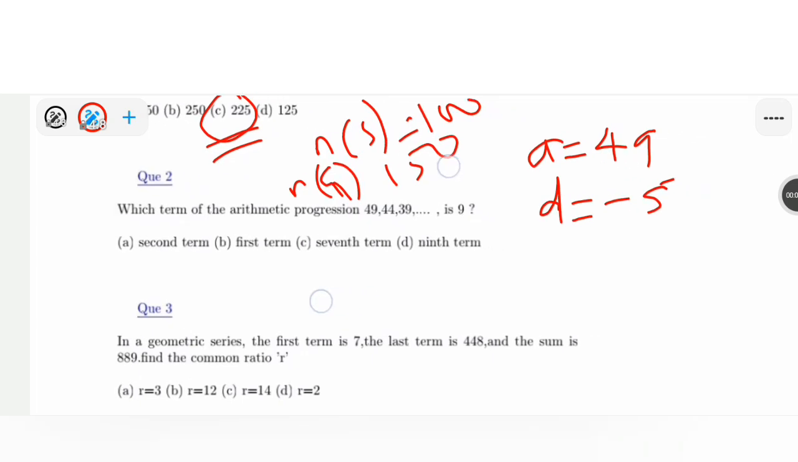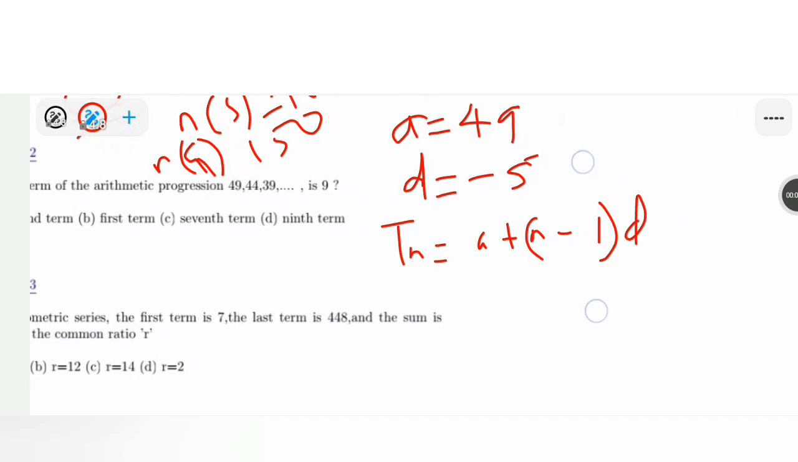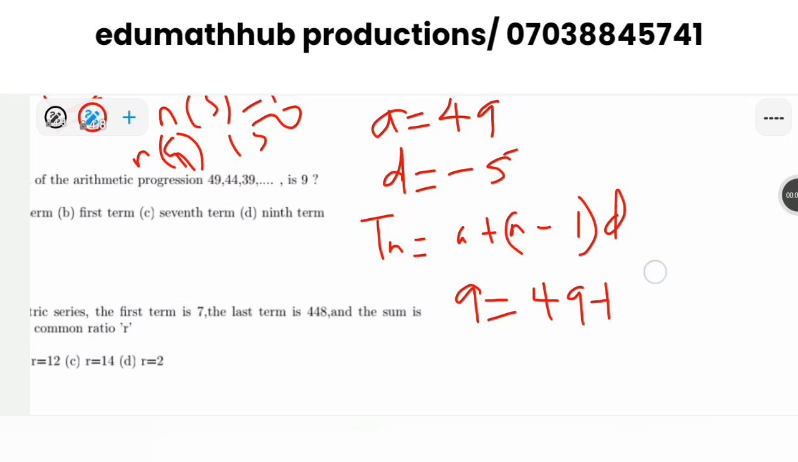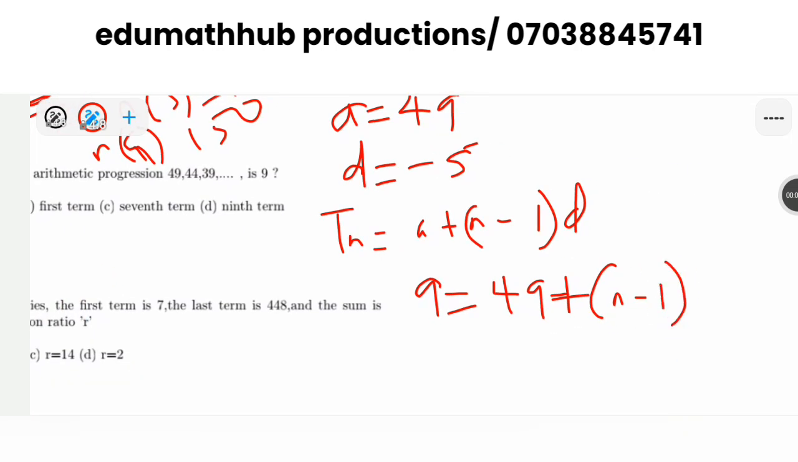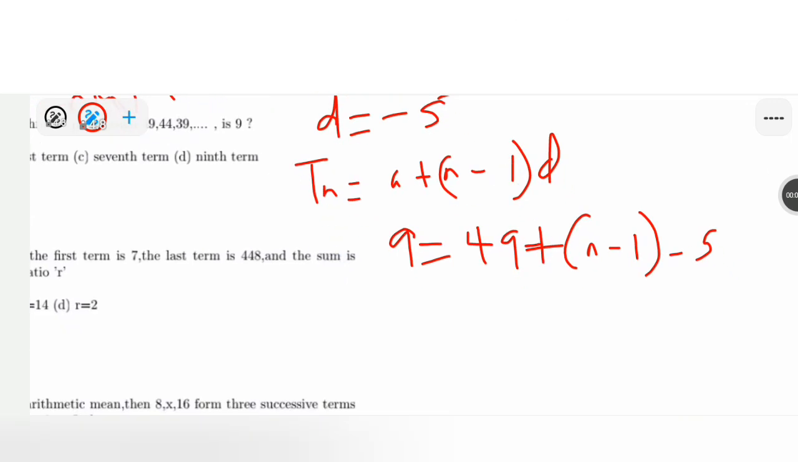Now put this into the general formula for AP, which is Tn equals a plus (n minus 1)d. I'm looking for n, the position. So my Tn is 9. So 9 equals a, which is 49, plus (n minus 1), then my d is minus 5. So just solve this for n. Let me do that very fast. So 9 minus 49 is equal to, this 5 we enter into this bracket, so you have minus 5n plus 5.